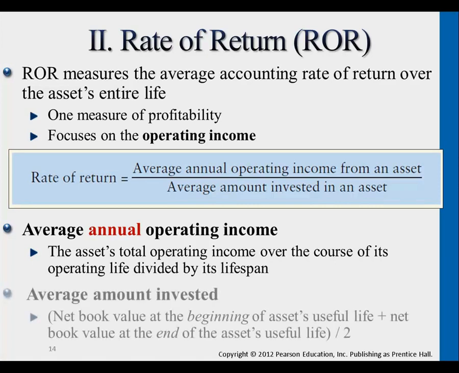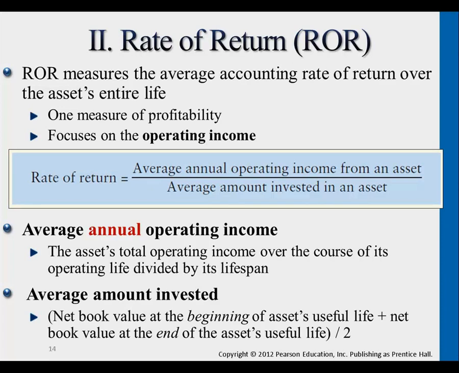So what is the average amount invested? On the bottom, we have the average amount invested in the asset. That's your net book value at the beginning of the asset's useful life and at the end. So you sum those two up and you divide by 2. That would be your average amount invested. You sum those two numbers together, you divide by 2, you get an average.